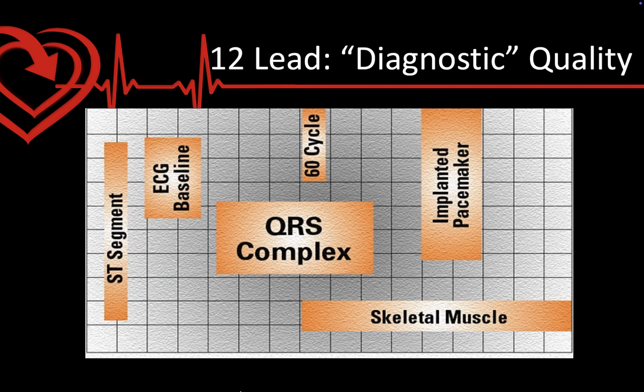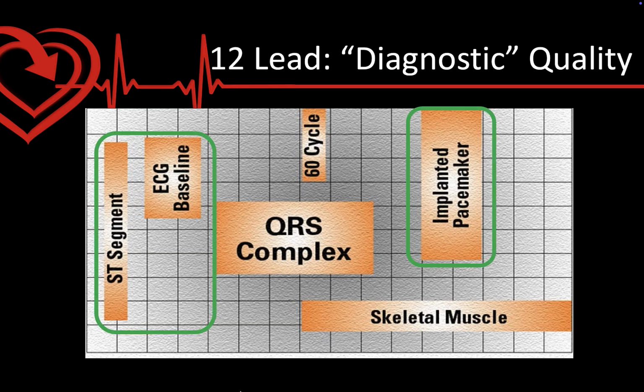When you switch that machine into a 12-lead mode and do that diagnostic quality, this is where it becomes important that your patient lay still because the filters are removed. That's great in terms of seeing the ST segment, seeing the ECG baseline, picking up on an implanted pacemaker that may not show up in a single lead view. The downside is you also get more 60 cycle interference, more skeletal muscle movement, more other outside interference is going to show up. And that's why we pick up more artifact and also more detail when we go into that 12-lead diagnostic quality.